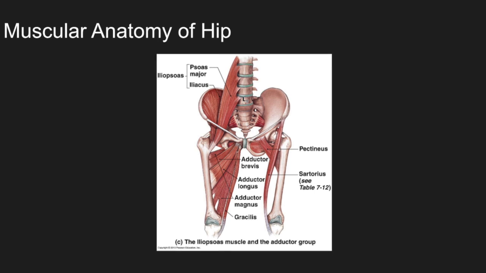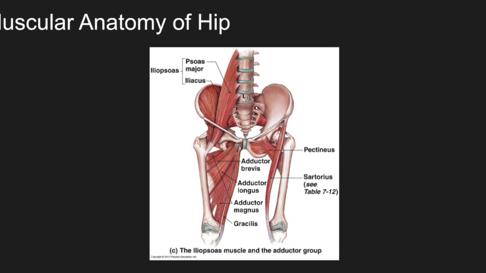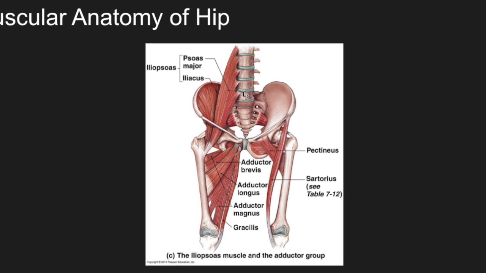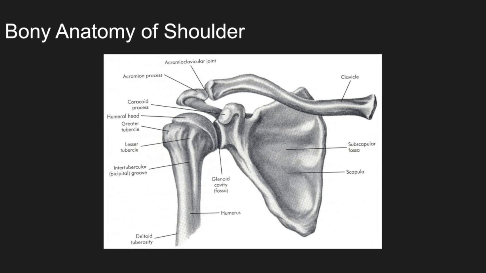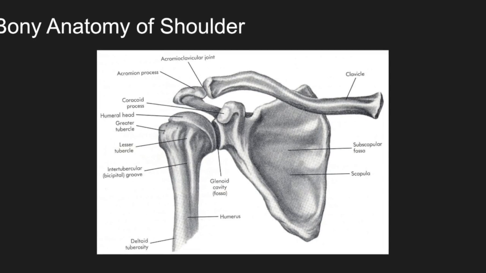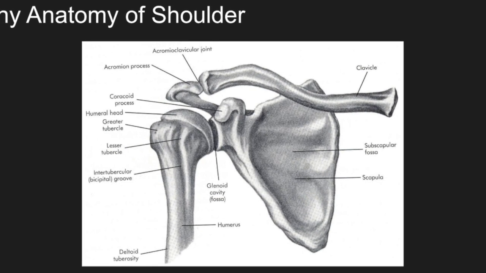The muscles of the hip include the adductor magnus, adductor longus, adductor brevis, pectineus, and the iliopsoas, which is made of the psoas major and the iliacus. The bony anatomy of the shoulder includes the humerus, scapula, clavicle, acromion process, glenoid fossa, and coracoid process.